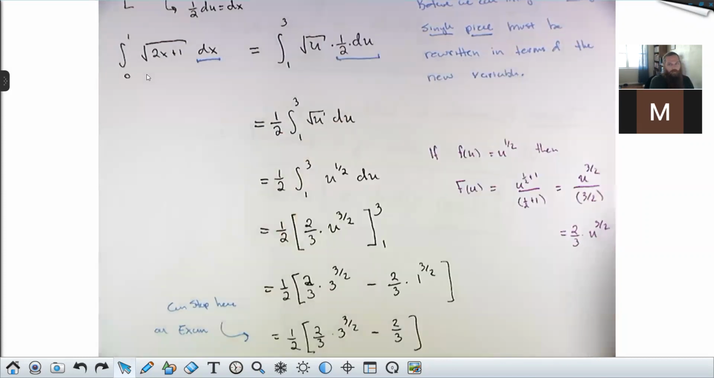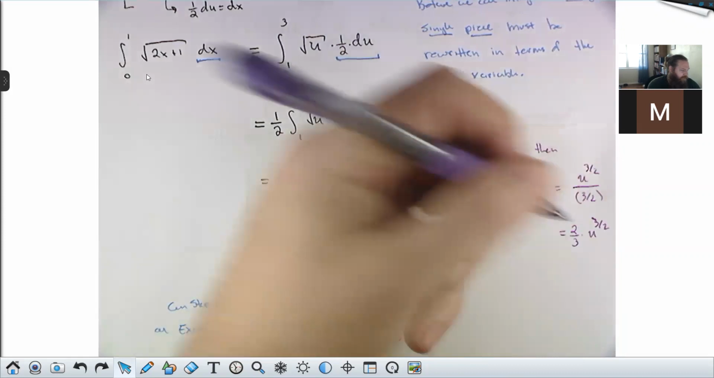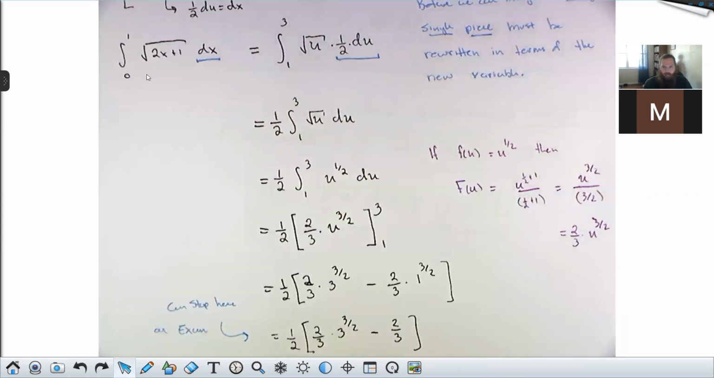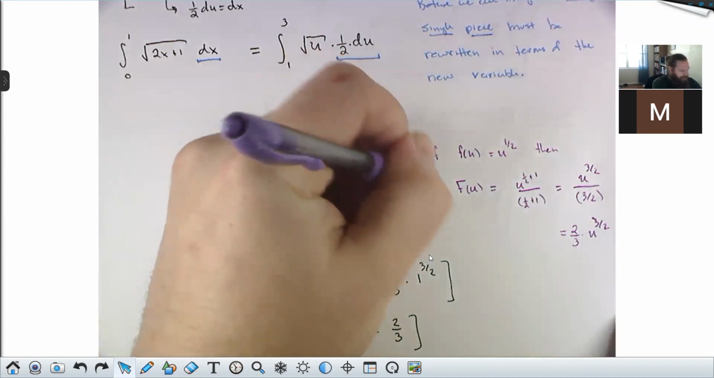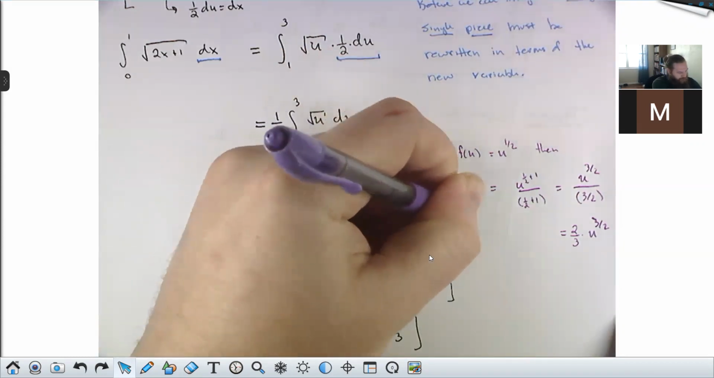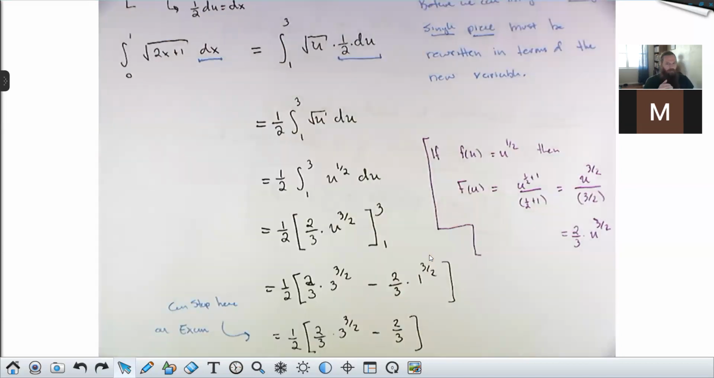So if there's one thing I think that gets us in trouble in this class, it's algebra. Being comfy and confident with algebra is a big deal. So the 2/3 here is coming from dividing by the power 3/2. So this is all the good stuff here for this problem.